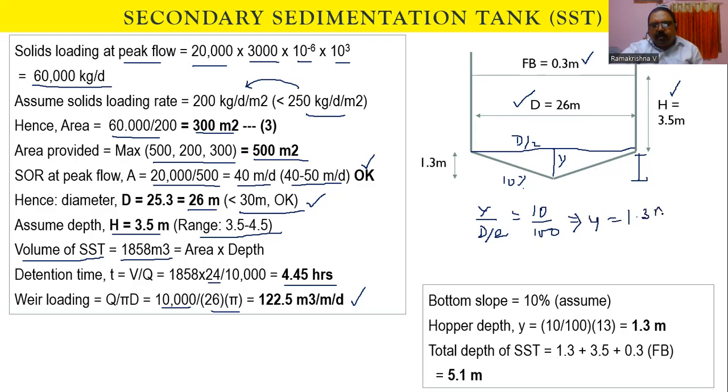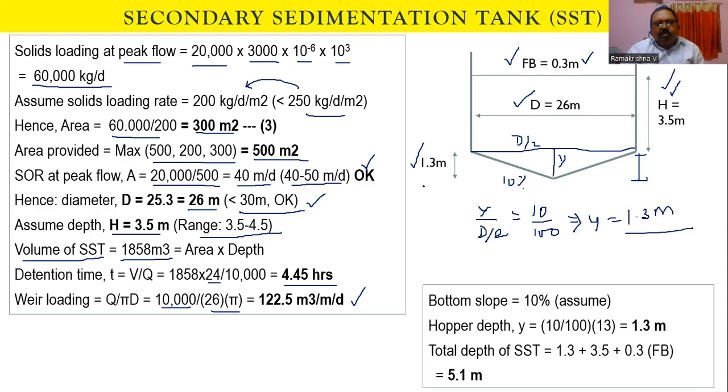So the total depth of the tank will be equal to freeboard plus the liquid depth plus the hopper bottom and the sludge collection. A total will be equal to 5.1 meters. This is how we normally calculate the secondary sedimentation tank based on surface overflow rate and solids loading rate.